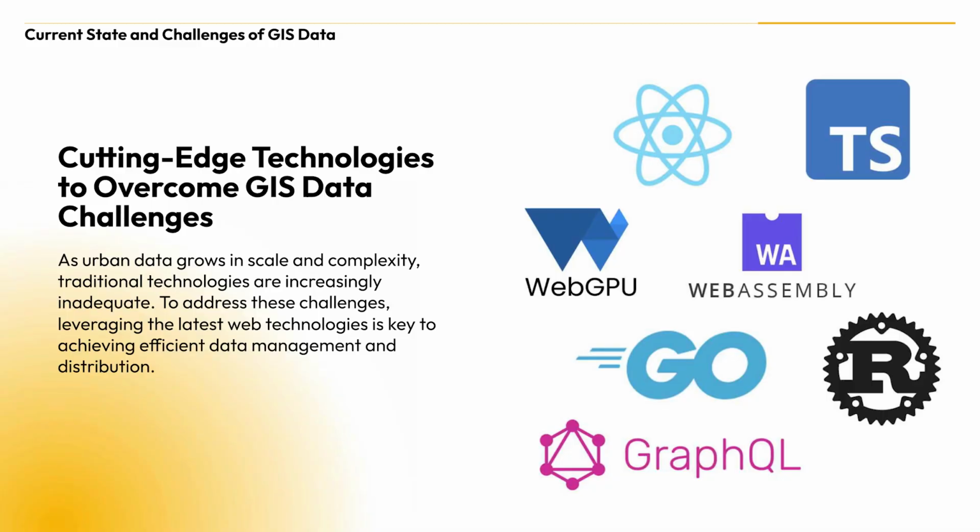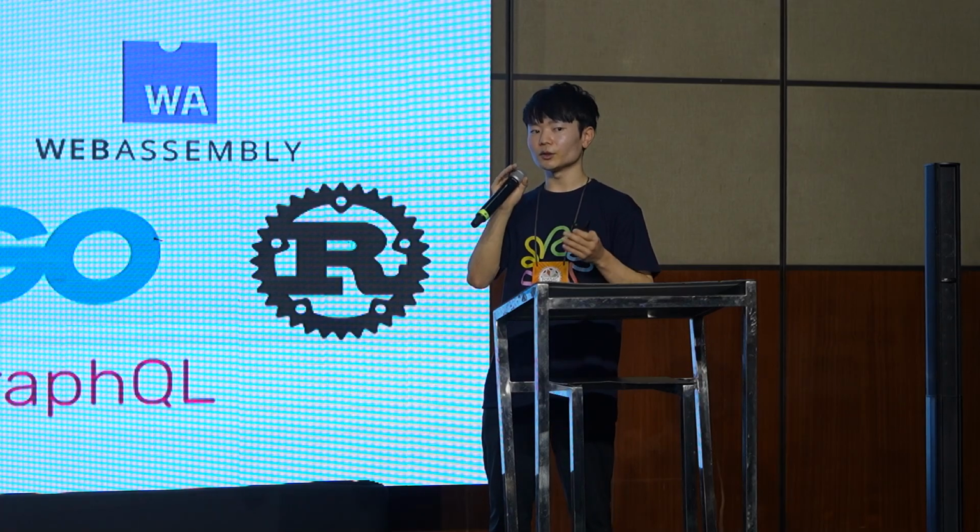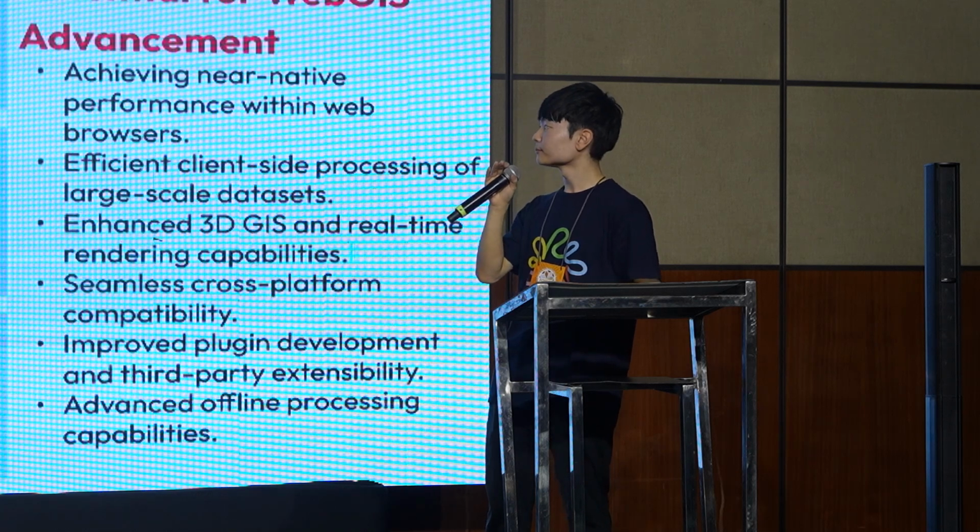We believe the advanced technology of web technology will solve this problem. We use technologies like React, TypeScript, WebAssembly, and for backend languages, we also use Go and Rust. These languages and technologies are now very standard in web applications, but not that common in GIS. So we believe using these technologies solves a lot of problems for WebGIS.